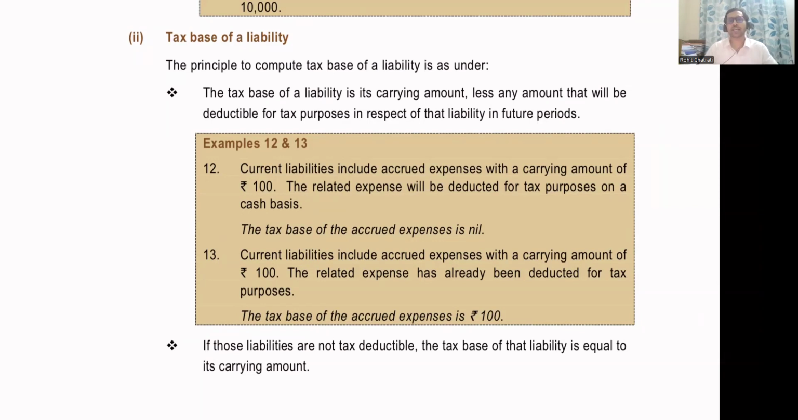Let's actually take an example of a liability. All right. Let's see how deferred tax is calculated with respect to a liability. Let's look at example number 12.